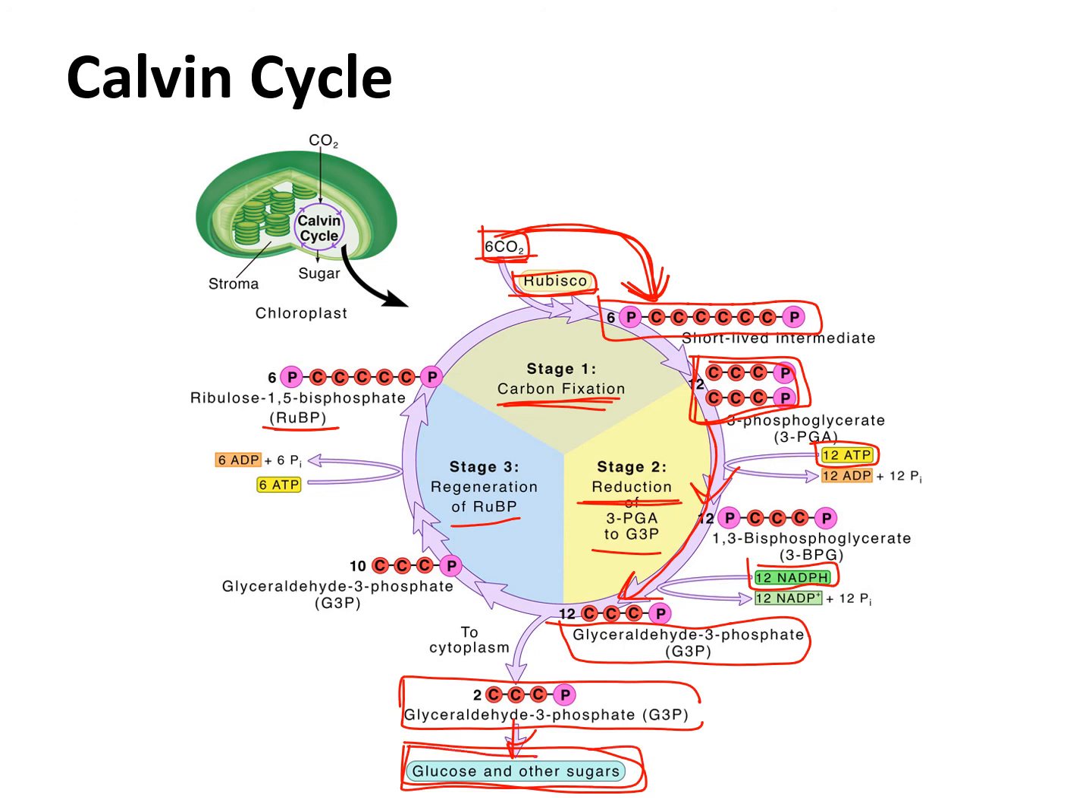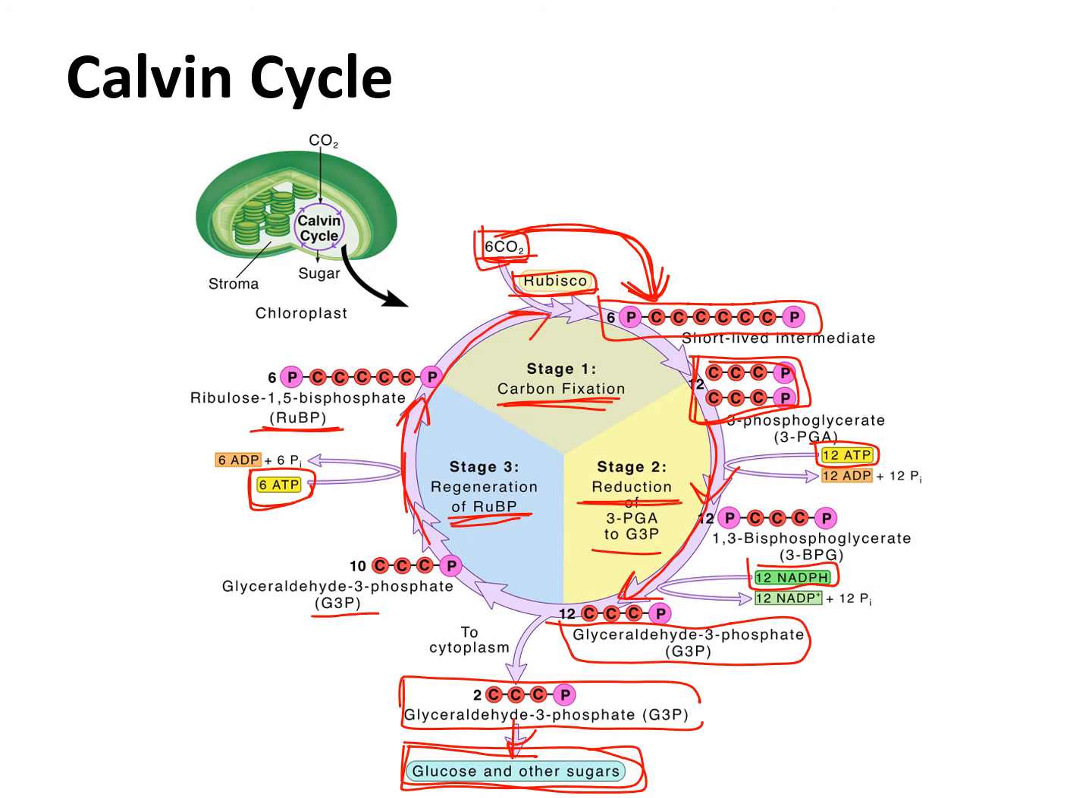But because this is a cycle, you need to regenerate the RuBP so this process can occur again. So now you're taking some of those G3P molecules and converting them into RuBP so the process can occur again. And to do this, this takes some energy also. So it's going to require some ATP that was also produced during the light reactions. And so this is the regeneration of RuBP. So you've replaced that RuBP, and now the process is ready to occur again.